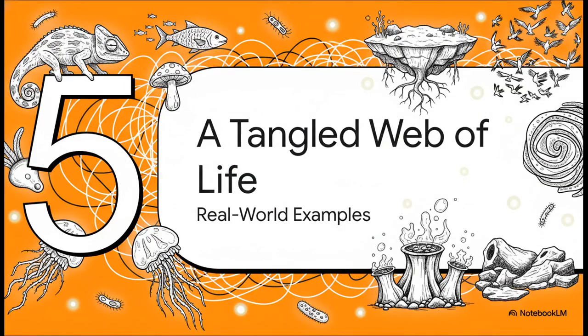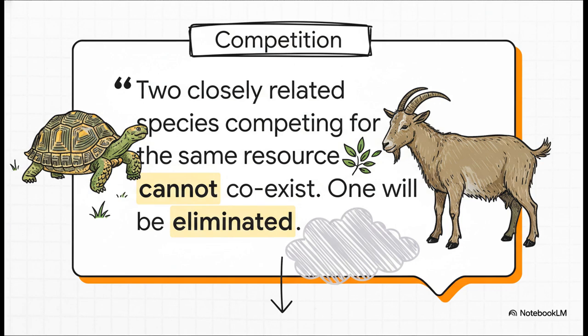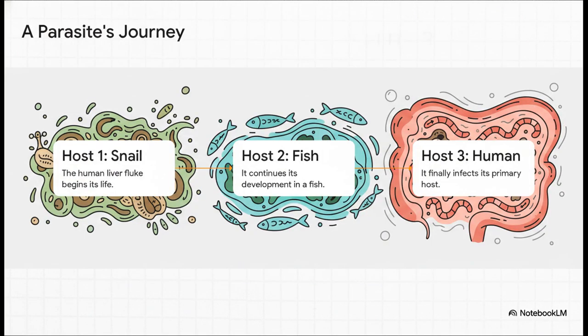Okay, now for my favorite part. Let's bring all these concepts to life with some amazing, and sometimes downright weird, real-world examples from that tangled web of life. Let's start with competition. Gause's principle. I mean, it's a harsh but fundamental rule of nature. If two species are fighting for the exact same limited resource, one of them is eventually going to win, and the other will be eliminated. The extinction of the Abingdon tortoise after goats were introduced to its island is just a tragic, real-world example of this in action.